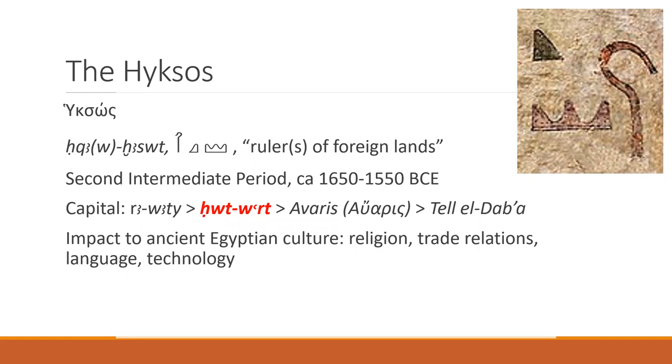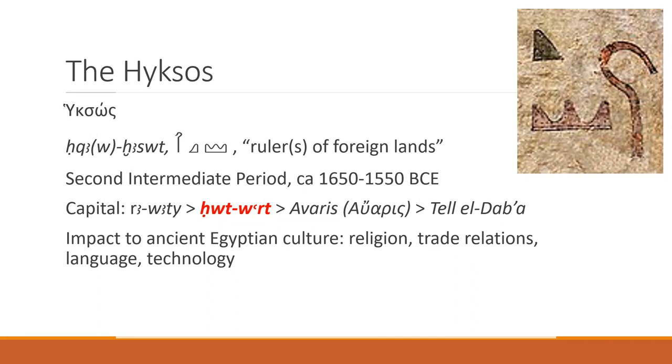The Hyksos capital is known today by many names, most commonly as either Avaris or Tel Adaba. The former, again, is a Greek name for the site, while the latter refers to a nearby modern settlement. During the Hyksos rule, the town was known as Hutuaret.